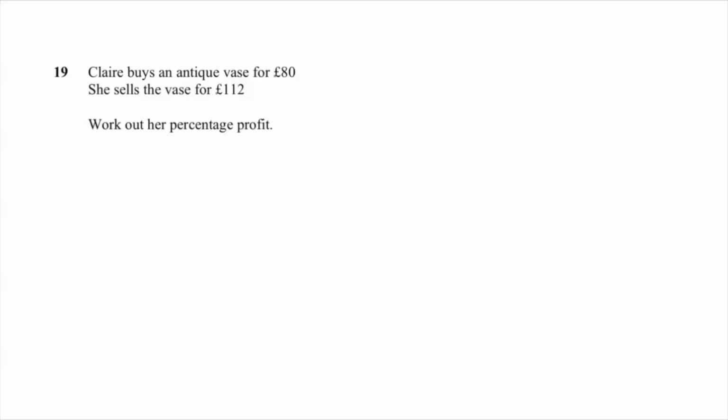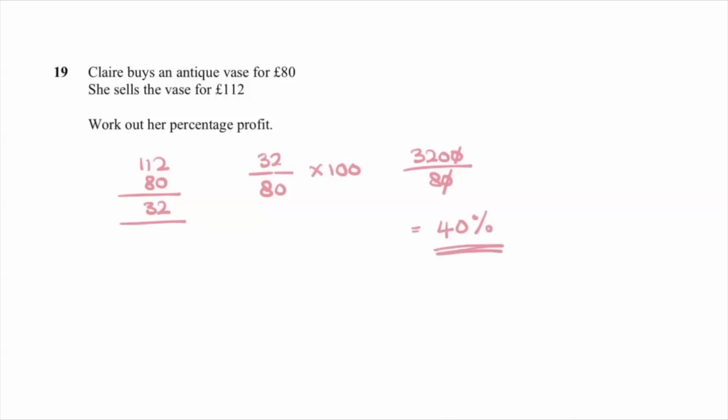So we need to know the profit, which is 32. Our fraction is coming from the profit over the original cost. And then to change it into a percentage, we times by 100. Now, 32 times 100 is 3,200. We can divide through by 10. And then 8s into 32 go 4 and keep the 0. So our answer is 40%.